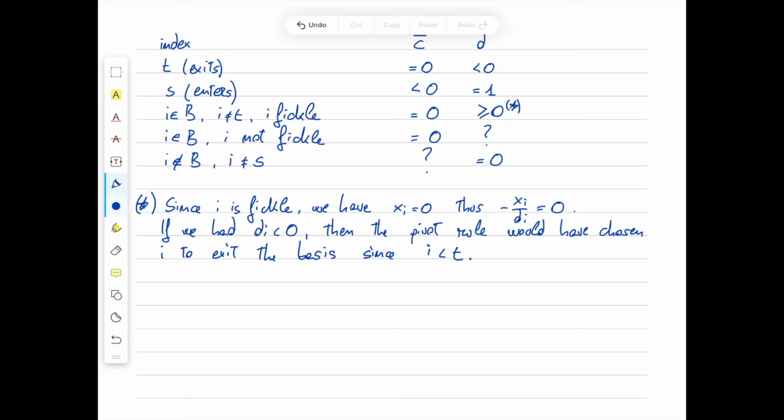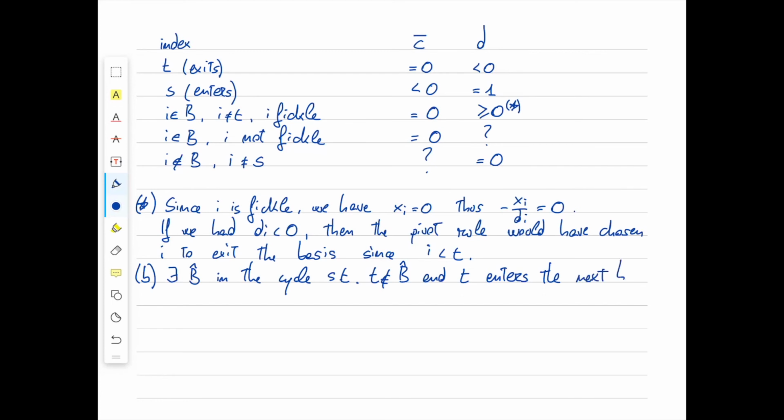Now we're done with this specific change of basis. So let's consider the next change of basis, which is when t enters the basis. So there exists a basis, let's say B hat, in the cycle, such that t is not in B hat and t enters the next basis.